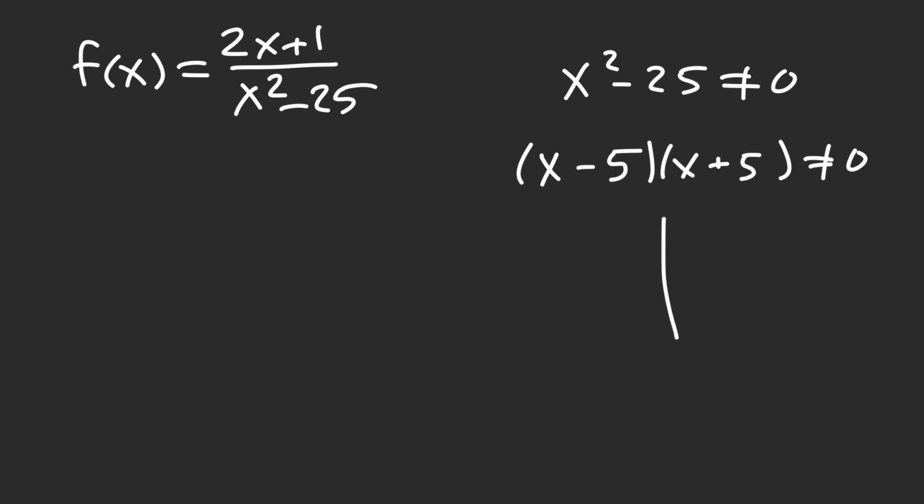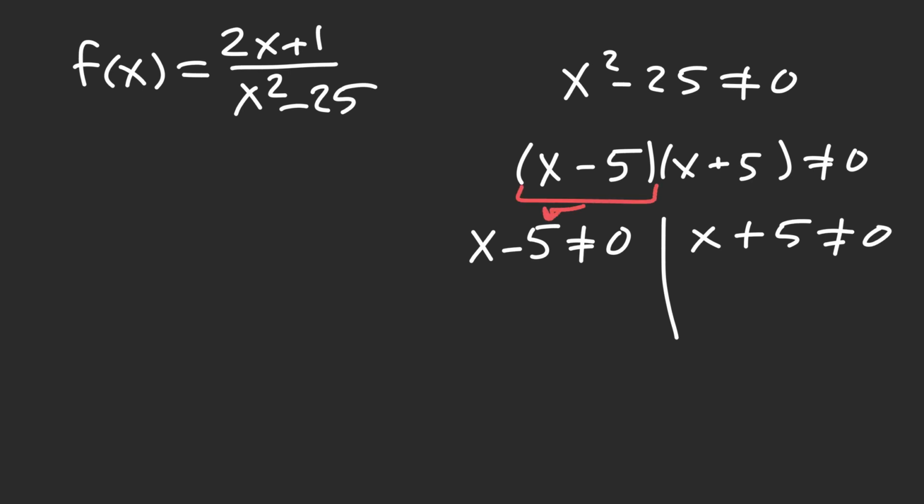Now let us solve them with the inequality. So x minus 5 should not equal 0, and x plus 5 should not equal 0. So for x minus 5 not equal 0, x should not equal 5. For the other one, x should not equal minus 5.